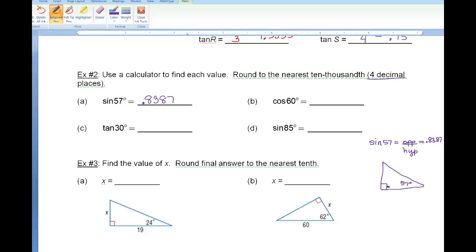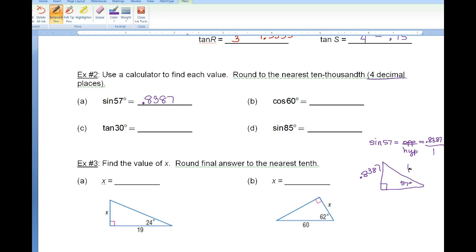Any right triangle that has a 57-degree angle, and the right angle has to be 90 degrees, has a ratio of approximately 0.8387 to 1. So every such triangle is going to have that same ratio.